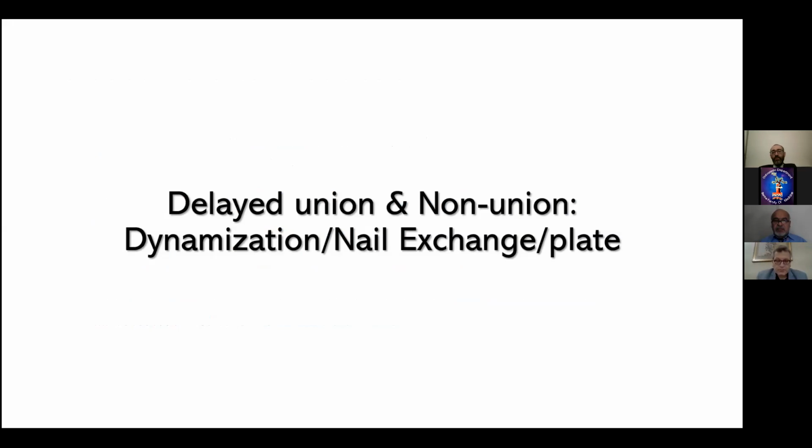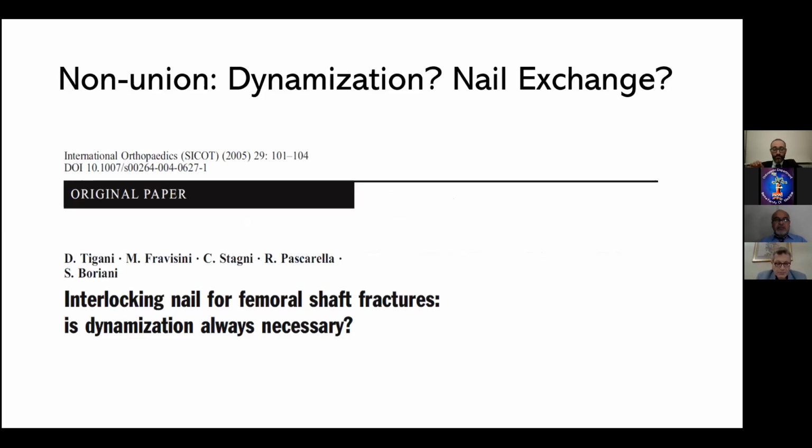The final thing that we have here to discuss is about the delayed union or non-union. And we got some options: dynamization, nail exchange, plate. And these are very valid options and very critical things to decide. Delayed union is when you have 6 months after the fracture fixation with no union, and non-union is when we get more than this without any evidence of union. What can we do at this time?